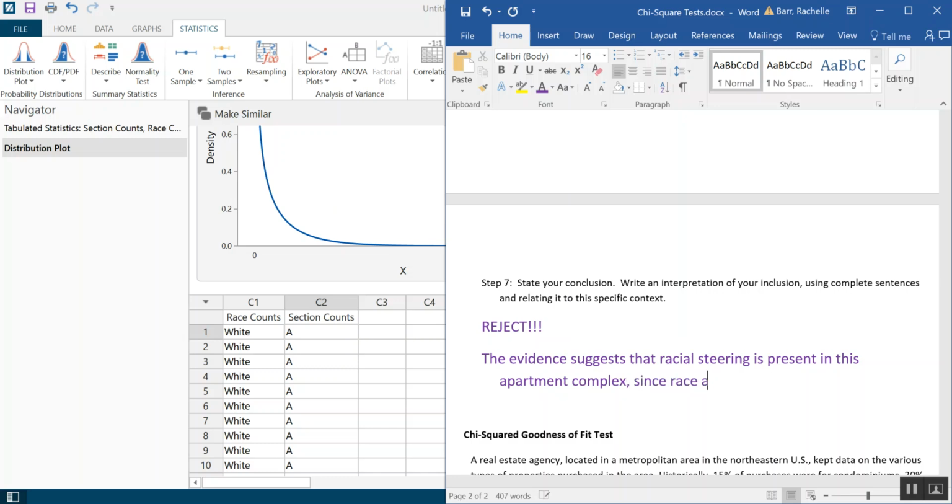Since race and section appear to be related. Okay, so a couple things. I am being specific about which population this represents, the apartment complex, not all apartment complexes. Be careful about this. This is a really common mistake with statistics, to take your sample and try to use it to say things about a different population than what you're currently looking at. Since we're only looking at one apartment complex, not many apartment complexes, we can only say that this represents the one that it came from, which would be that one specific one that had two sections, A and B.